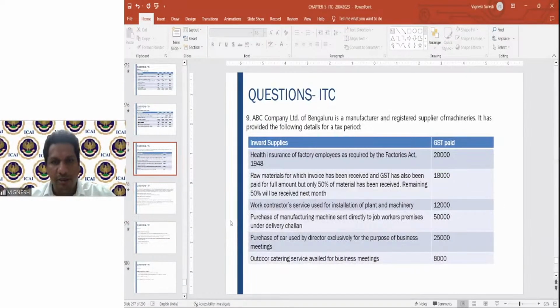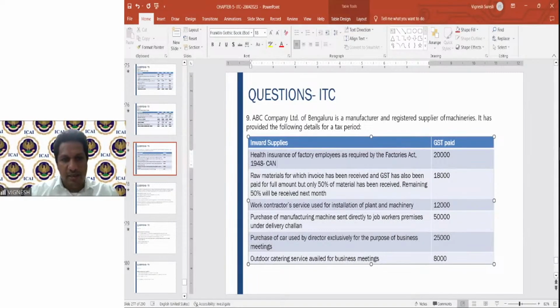So here, health insurance as required under the Factories Act is telling. So since it is obligatory, it can be claimed. So this can be claimed as ITC.